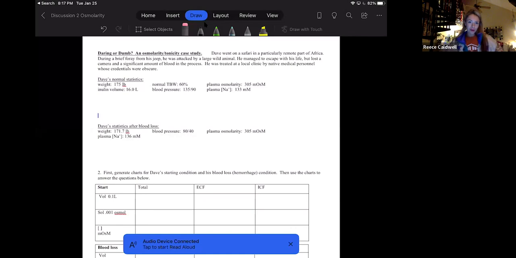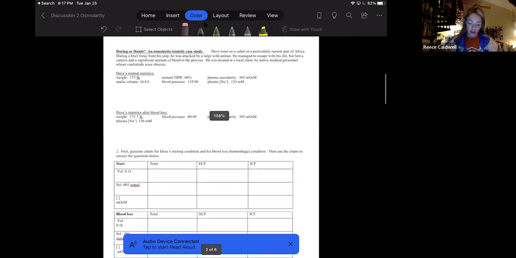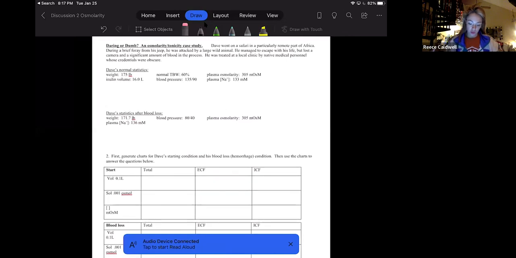Okay, so now we're going to begin the case study. I apologize for that. I decided to take a different approach to teaching this. So let's go ahead and begin. Again, we've already looked at his statistics, and now we need to work on filling in this chart so we can begin solving for his starting and post condition. So let's plug in what we already know.